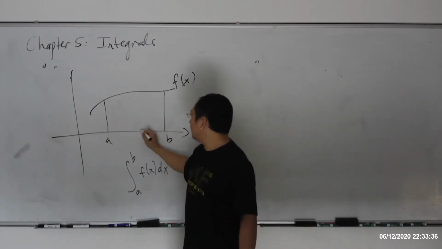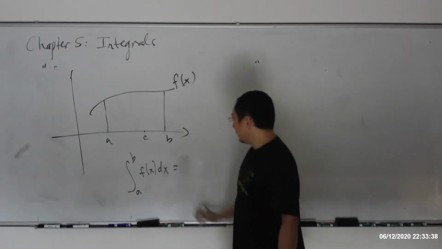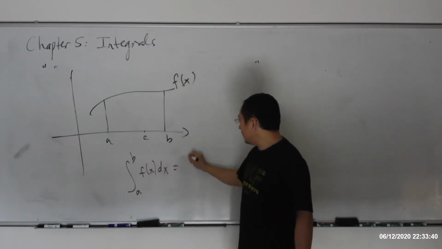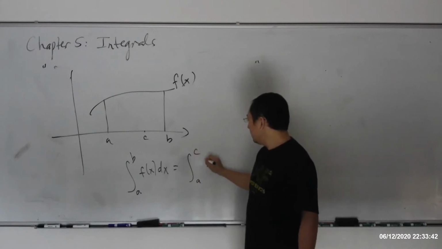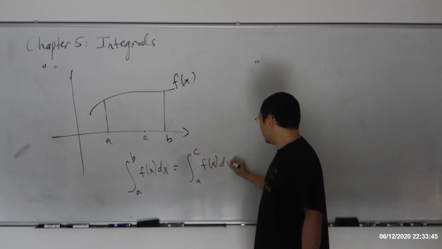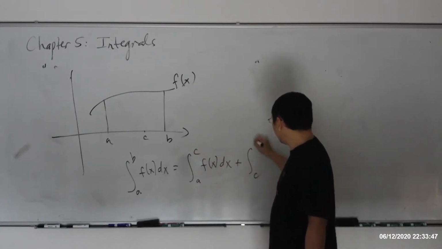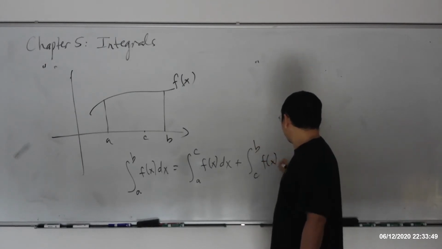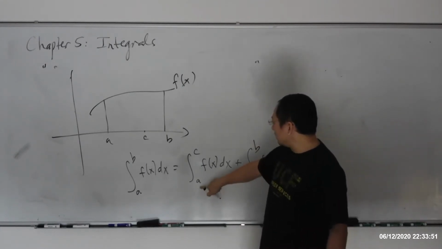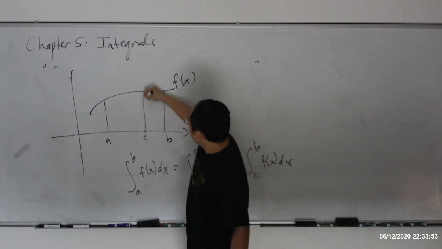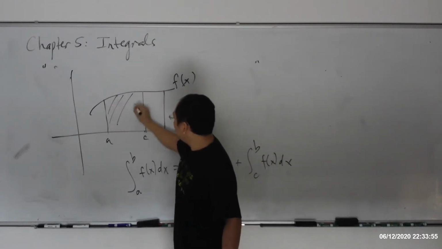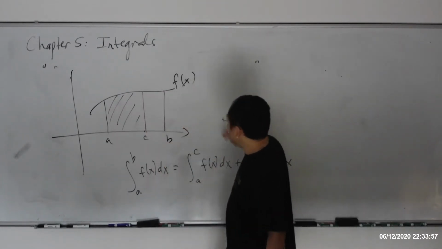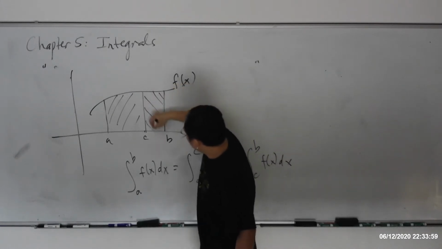And say you have some point C in between. Then integral from A to B is equal to integral from A to C, f of x dx, plus integral from C to B, f of x dx. What does it mean by integral from A to C? This area right here, A to C. And then integral from C to B. This is the area right here.